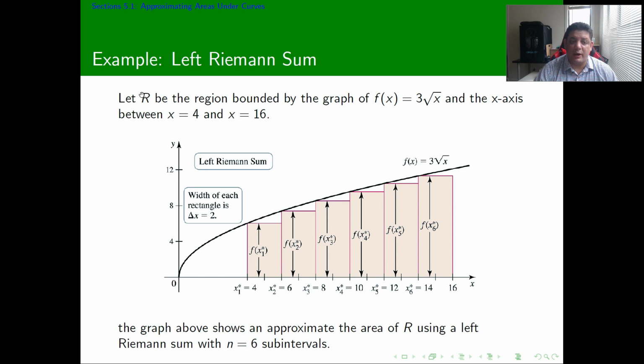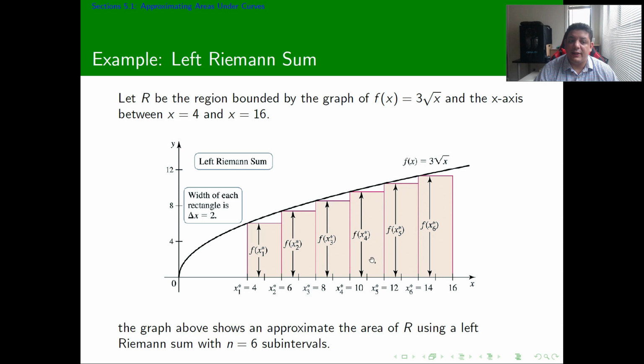Now, let's take a look at one example of doing this. Consider R to be the region bounded by the graph of 3 square root of x and the x-axis between x equals 4 and x equals 16. Now, we're going to consider a left Riemann sum. So we're going from x equals 4 to x equals 16, and we're going to split here every two units. So delta x is going to be 2. And as you can see, we go from 4 to 6, from 6 to 8, from 8 to 10, 10 to 12, 12 to 14, and 14 to 16.